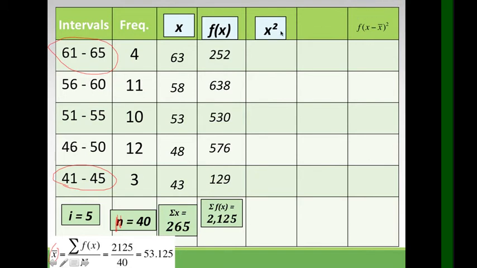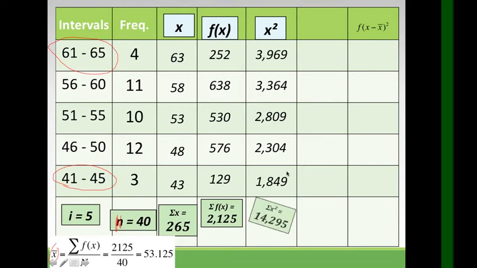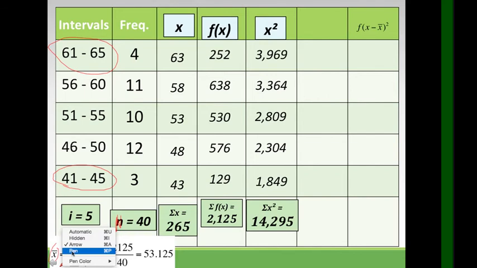Okay? Now, proceed tayo sa x squared. Sa x squared, ibig sabihin, itong class mark, i-squared lang natin siya. So, we have 63 times 63, 3,969. 58 times 58, 3,364. 53 times 53, 2,809. 48 times 48, 2,304. And 43 times 43 is 1,849. So, nakuha na natin yan. So, pwede rin natin siyang i-total. Ang total niya is 14,295.